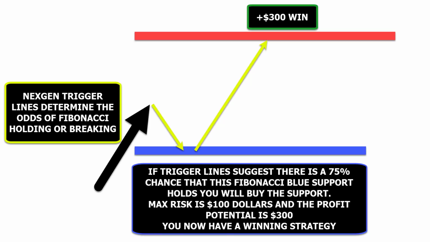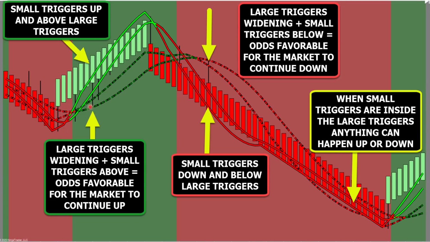And again, it's going to be very simple. You're going to see it. It's going to be obvious. You will understand this in a very, very short period of time. Watch. Remember our trigger lines? If the smalls are up and above the large that are up, the short-term probability is that the market is going to continue up. If the small triggers are below the large triggers that are going down, the short-term probability is that the market is going to go down.